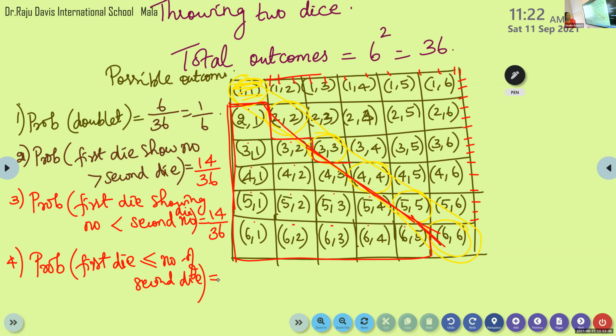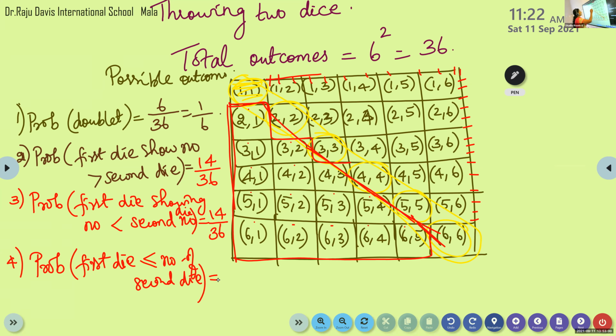What is the answer, Johan? The number in the first die must be less than or equal to the number in the second die. Less than is allowed and equal to is also allowed. I mean, 20. Yes. Okay.